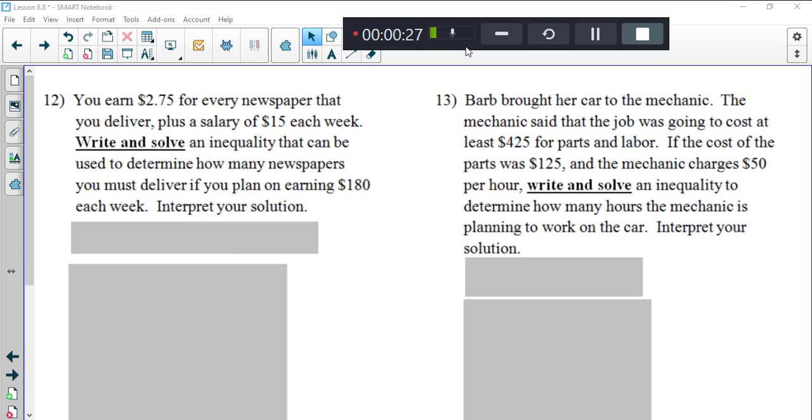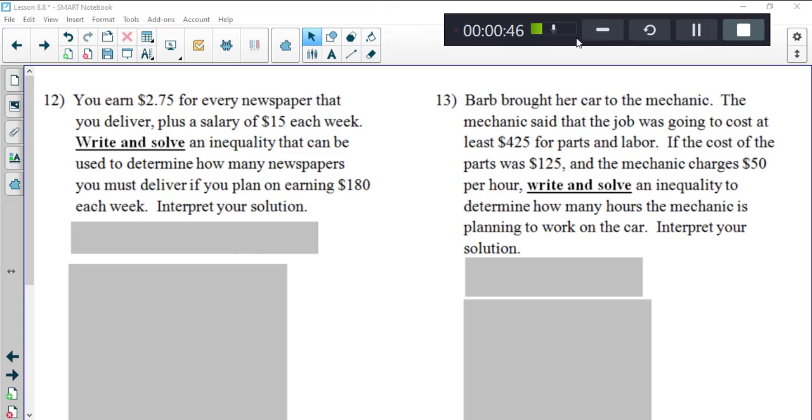So number 12 says you earn $2.75 for every newspaper that you deliver, plus a salary of $15 each week. Write and solve an inequality that can be used to determine how many newspapers you must deliver if you plan on earning $180 each week, and interpret your solution.